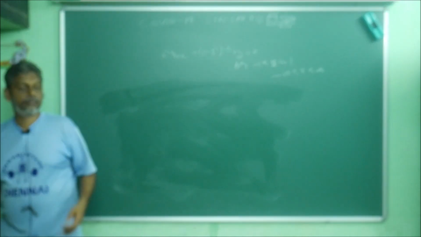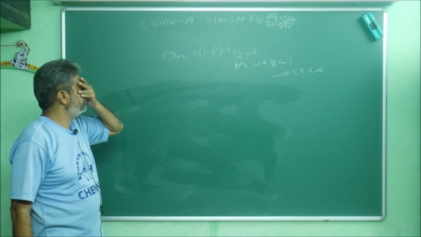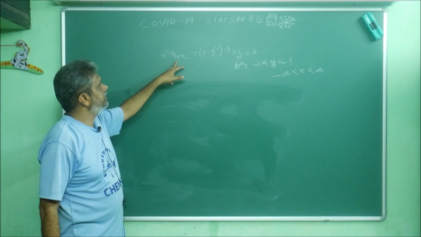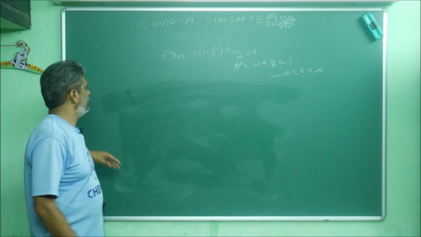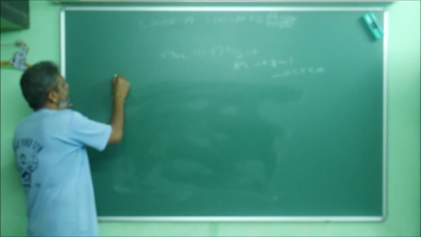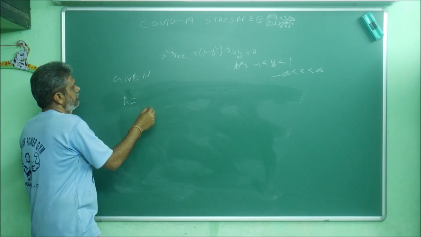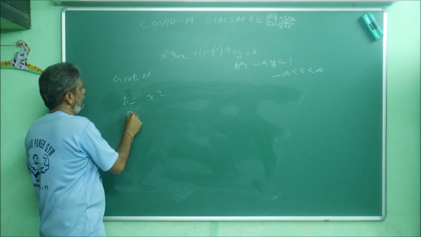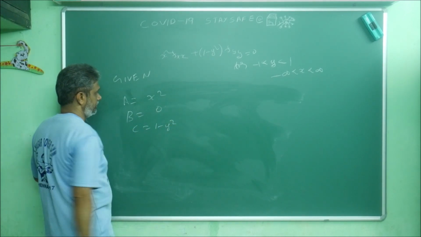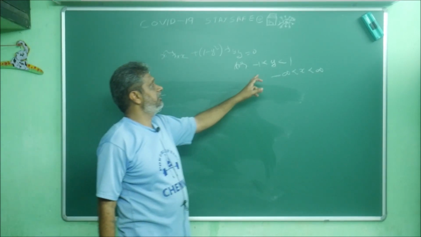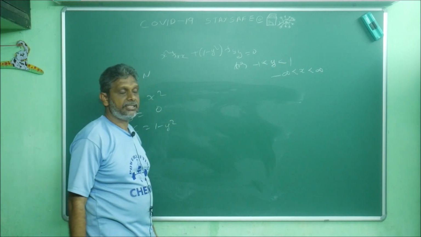Now you see in this problem actually what is there in my hand, fxx is there, fyy is there. So a into fxx, b is not there, fxy term is not there, c is there. Now we can prepare. What is given? A is equal to x square. B is equal to 0. C is equal to 1 minus y square. Then they define the domain also. My y is running from minus 1 to 1. X is running from minus infinity to plus infinity.